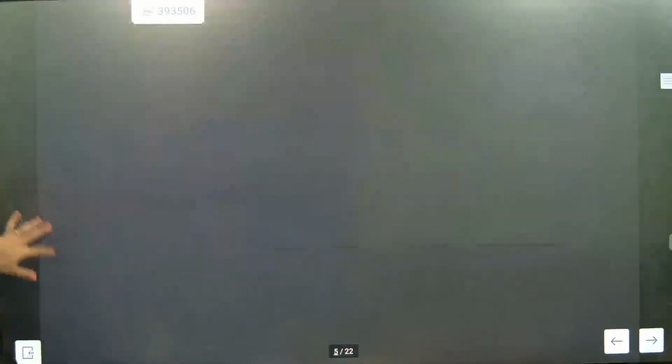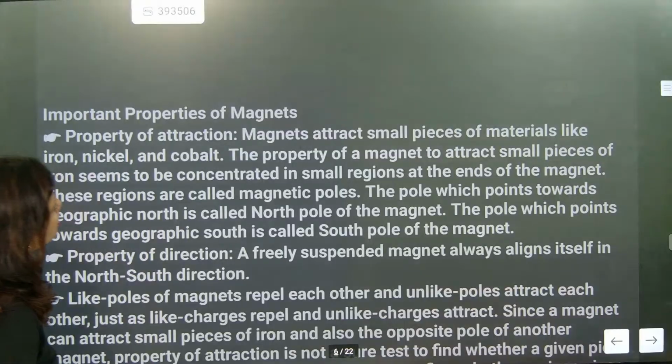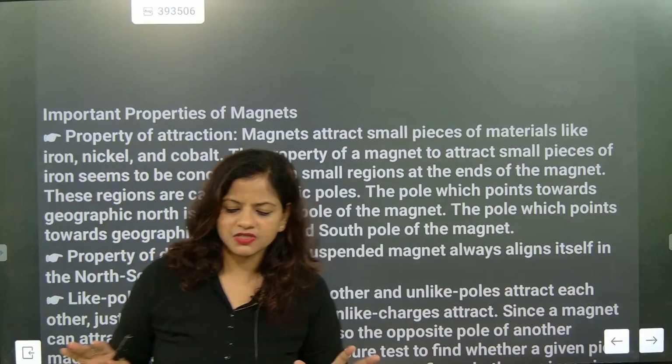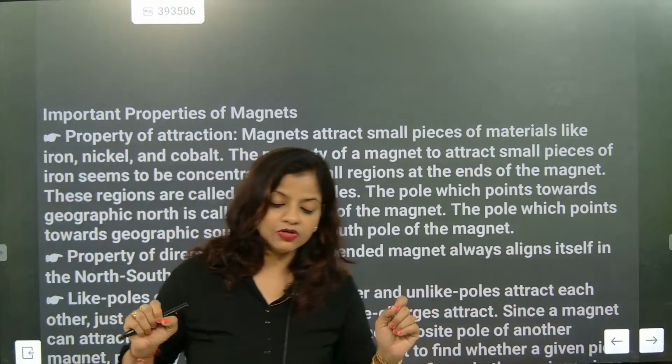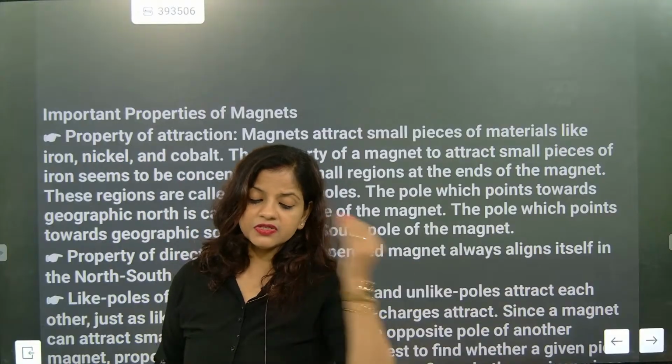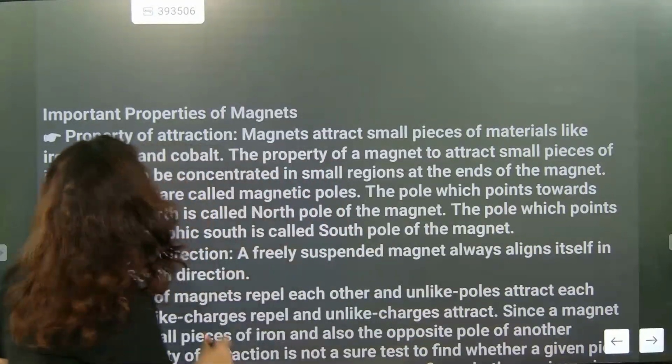Now we are going to go to the second phase, important properties of a magnet. These are just some small things. I'm going to explain the properties of a magnet, and then we will start our major work. So, property of attraction.